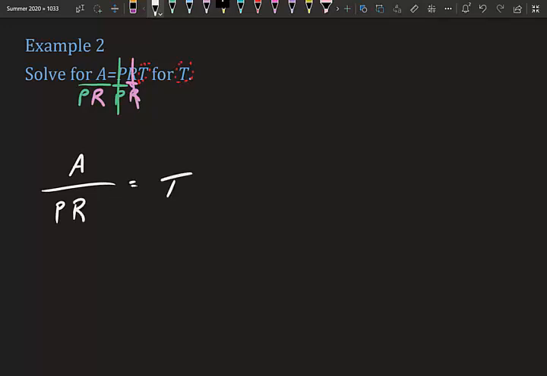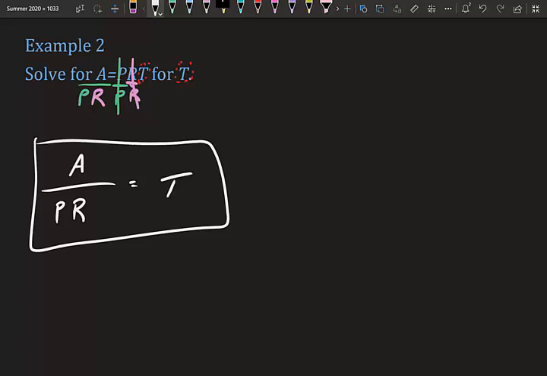And T is by itself, so that was our goal. We solved it. If you got it right, awesome. If you didn't, let's go back and see what happened. Look back at your paper and see what went wrong. It's probably just this really, really tiny mistake.